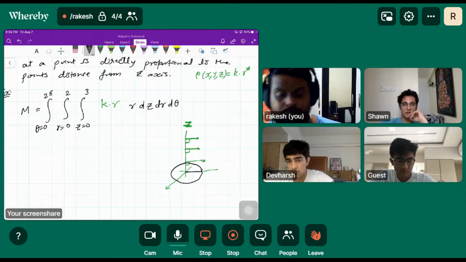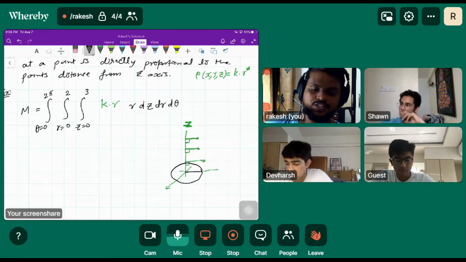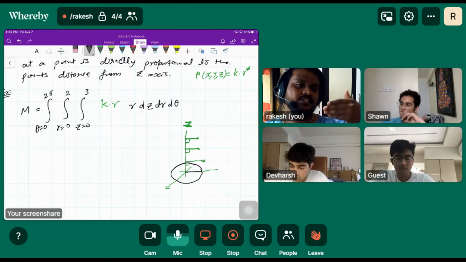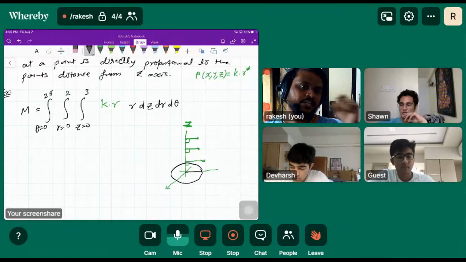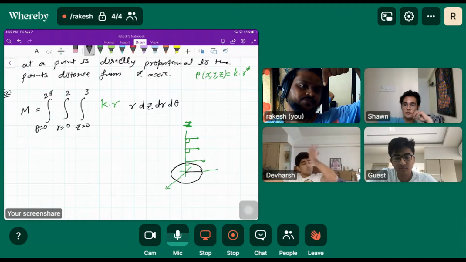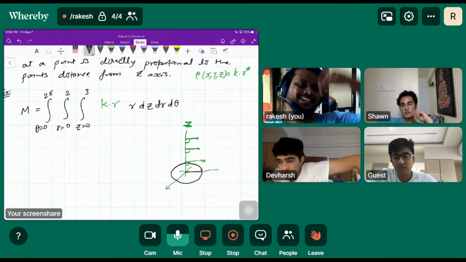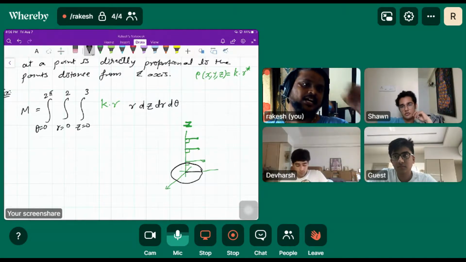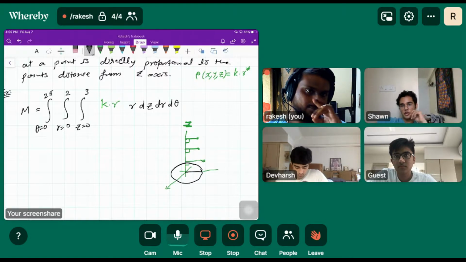Now, is this the same question? It's not the same question. The mass density is directly proportional to the distance from the z-axis. In the previous question, it was the distance from the xy plane. That was kz. It is kr. So it's a different question.